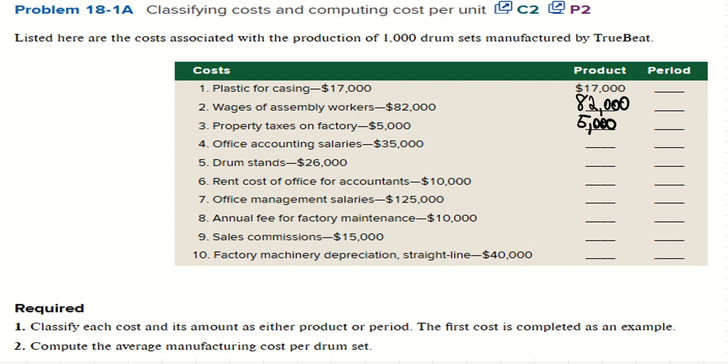Number four, office accounting salaries. This is accountants. Anyways, office accounting salaries is a period cost. So I'm going to put 35,000 in the period section. The reason why is because it says office. That is the key word right there. Us accountants, we're not in the factory. We're not in the warehouse.